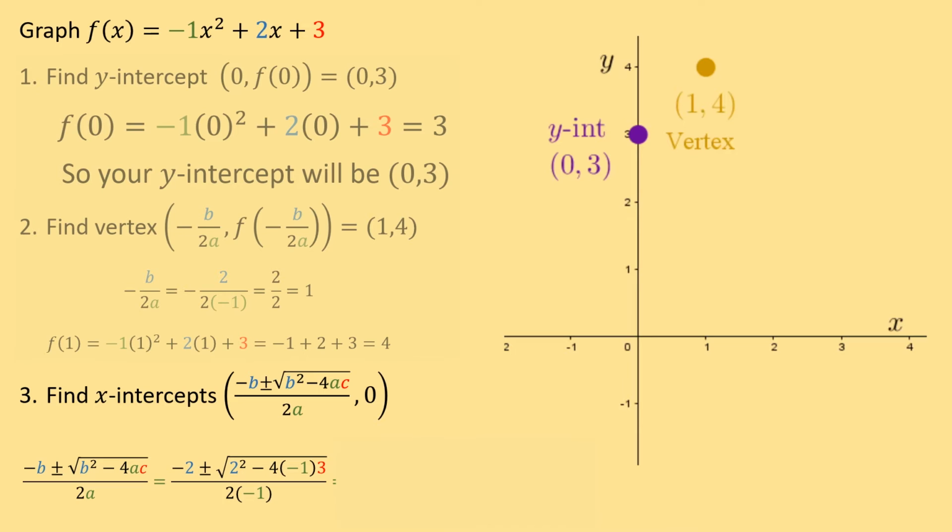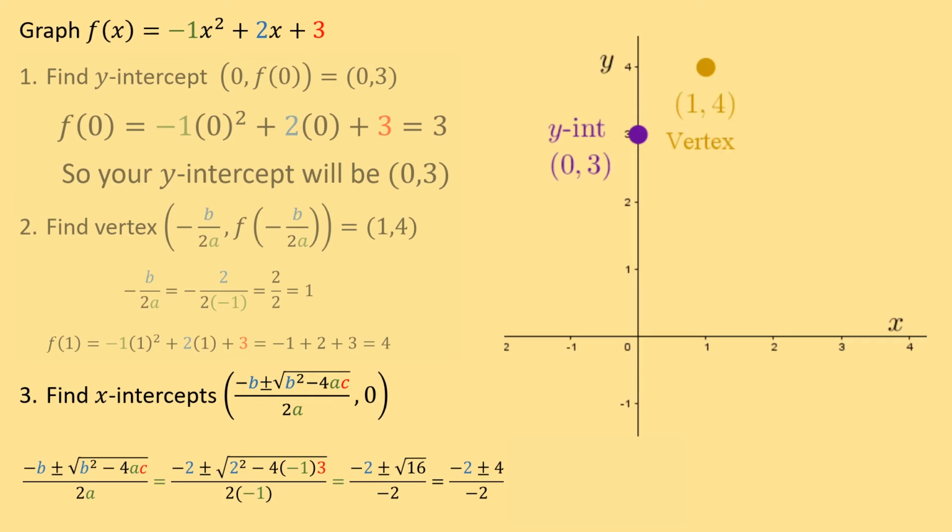And as you can see, when we move on to the second step, we get negative 2 plus or minus the square root of 2 squared minus 4 times negative 1 times 3, all of that over 2 times negative 1, which then reduces to negative 2 plus or minus the square root of 16 over negative 2, which reduces to negative 2 plus or minus 4, all over negative 2.